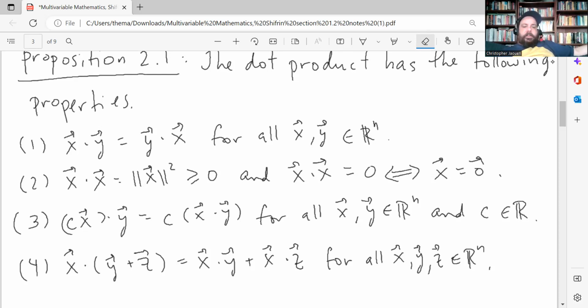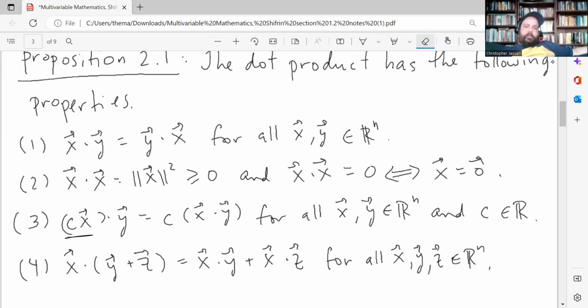Property 3 says if you take the dot product of a scalar multiple of x with a vector y, that's the same thing as taking the dot product of x and y and then multiplying. Actually, it's not scalar multiplying here. This would be just a product of real numbers, but this would be a scalar multiple. That's because the dot product gives you a scalar when you multiply it out instead of a vector. Property 4 says there's a distributive law, so x dot (y plus z). If you add y plus z together and then take the dot product of that vector with x, the dot product distributes. That's the same thing as x dot y plus x dot z.